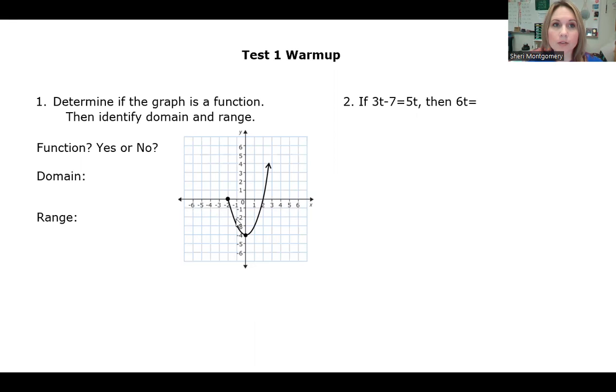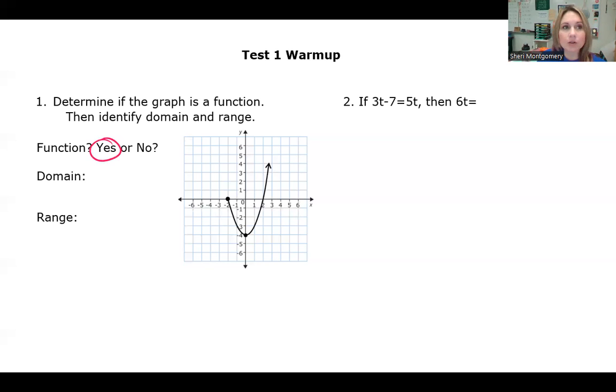If I scoot over, I only have one y value. If I scoot over, I only have one y value. If I scoot over, I only have one y value. This is a function. Basically, anything that looks like a U, a V, a line, all of those are functions. Things that are not functions would be a graph that looks like a C. That is not a function. Yes, it is a function.